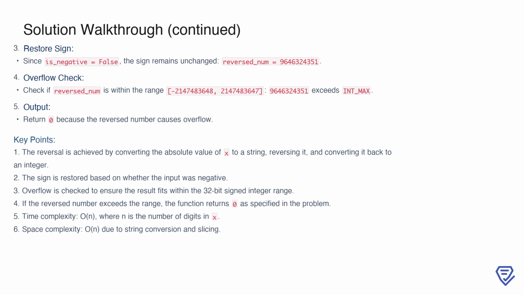In summary, the solution involves reversing the absolute value of the input, restoring the sign, and validating the result against the 32-bit integer range. If the result is out of bounds, we return 0. The algorithm operates with a time complexity of O(n), where n is the number of digits in x, and a space complexity of O(n), due to the string manipulation involved.